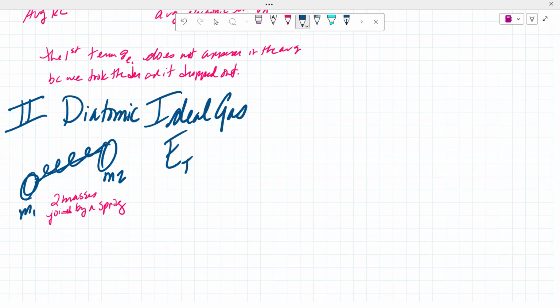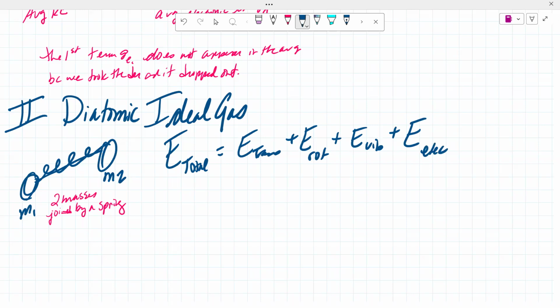So the total energy will be equal to, guess what? A sum. Translational energy plus the rotational energy. Why didn't we have rotational energy before? Well, it was a point mass, right? Plus the vibrational. Why didn't we have that? Well, because it was just a point, right? So we're going to need to use the rigid rotator harmonic oscillator model.